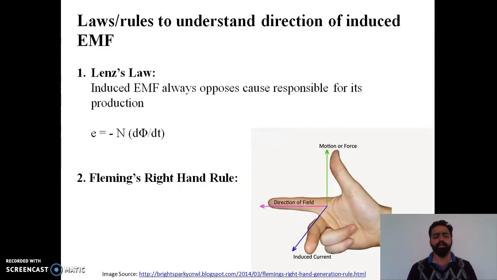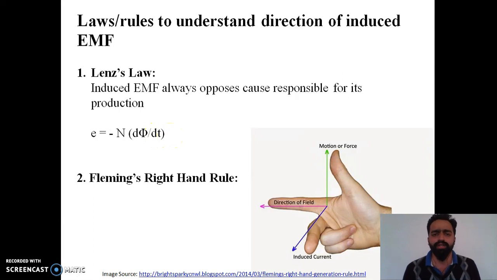Now, we need to understand laws or rules to understand direction of induced EMF. First and basic law, as all of us know, is Lenz's law. As per Lenz's law, induced EMF always opposes the cause responsible for its production. So mathematically, Lenz's law is completely opposite to that of Faraday's second law. As per Faraday's second law, the equation is E is equal to N d phi by dt. As per Lenz's law, the equation is the same, only there is a minus sign added to the RHS. So as per Lenz's law, E is equal to minus N d phi by dt.